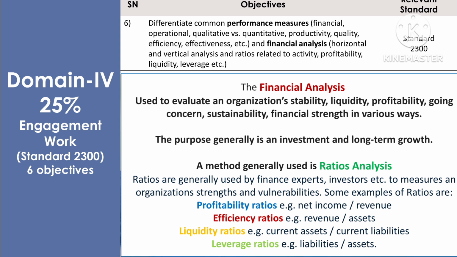Ratios are generally used by financial experts and investors to measure an organization's strengths and vulnerabilities. Some examples of ratios are the profitability ratio, for example, net income to revenue ratio; efficiency ratios, revenue to assets ratio; liquidity ratio, for example, current assets to current liabilities; and leverage ratios, for example, liabilities to assets ratio.